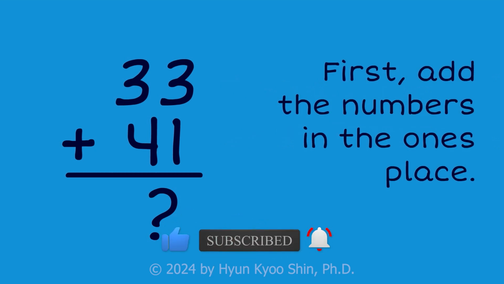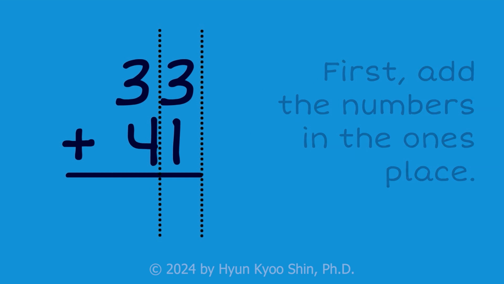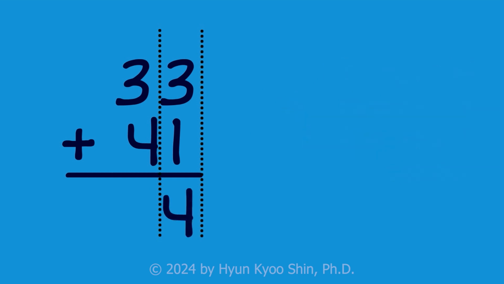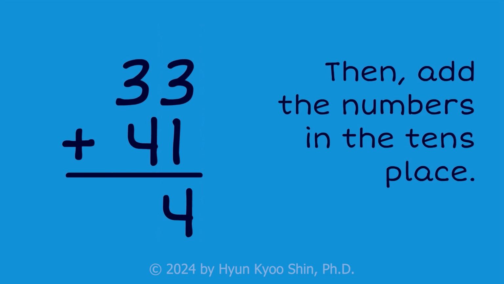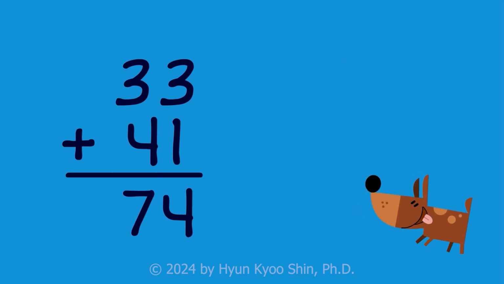First, add the numbers in the ones place. 3 plus 1 is equal to 4. Then, add the numbers in the tens place. 3 plus 4 is equal to 7. The answer is 74.